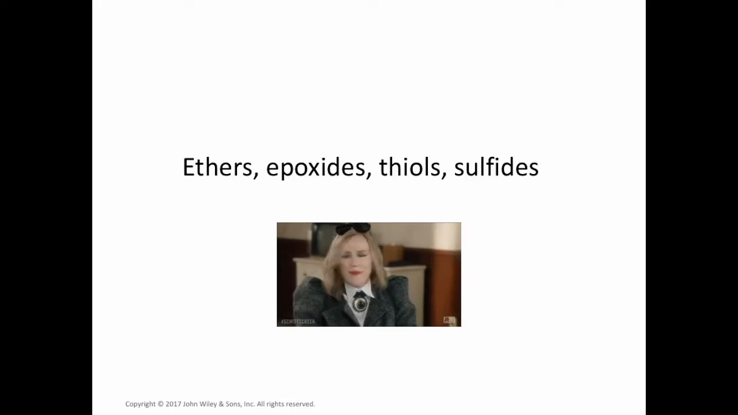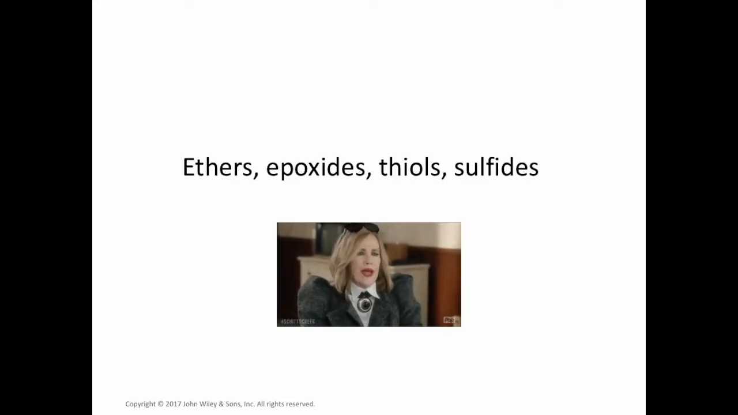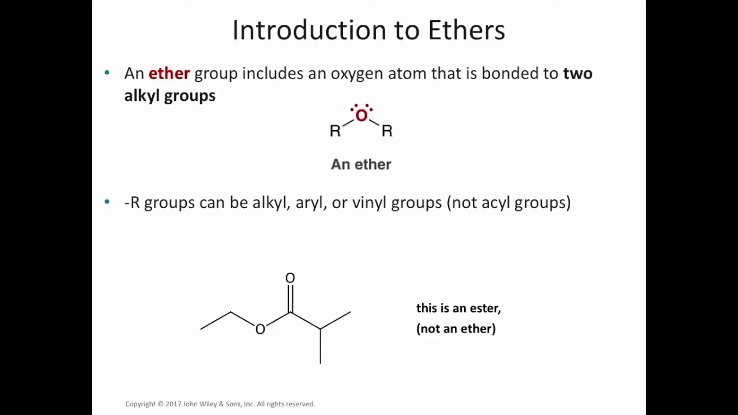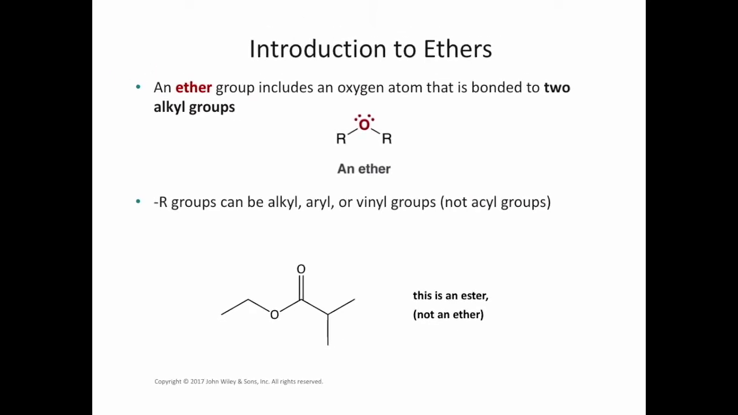In this video, I will cover ethers, epoxides, thiols, and sulfides. An ether includes an oxygen atom bonded to two carbon-based groups, and the R groups shown here are often alkyl groups, but they can also be aryl groups or vinyl groups, but they cannot be acyl groups.